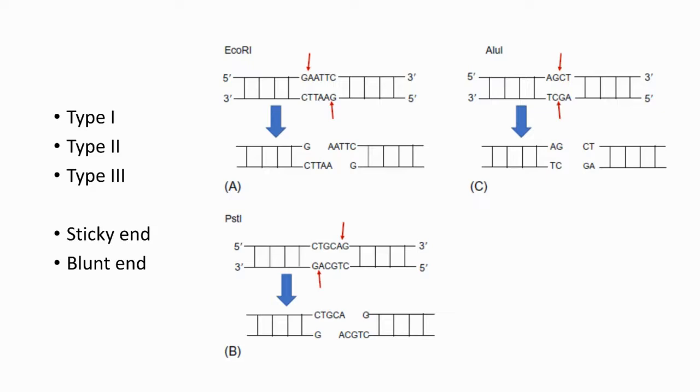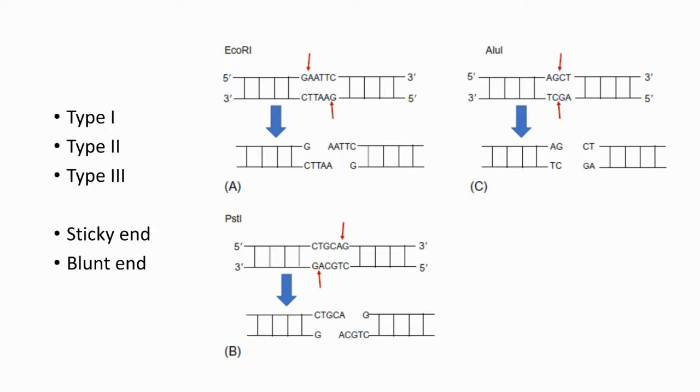For type 1, the recognition site and the cleavage site are 1,000 bases apart. For type 3, the recognition site and the cleavage site are about 24 base pairs apart. So for both type 1 and type 3, the recognition site and the cleavage site are not at the same place. Only for the type 2 restriction endonuclease are the recognition site and the cleavage site the same.